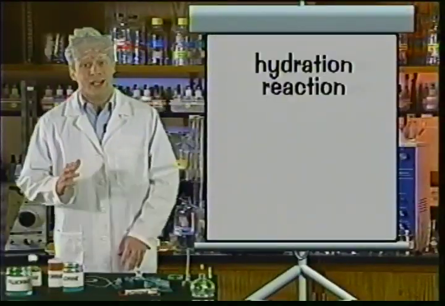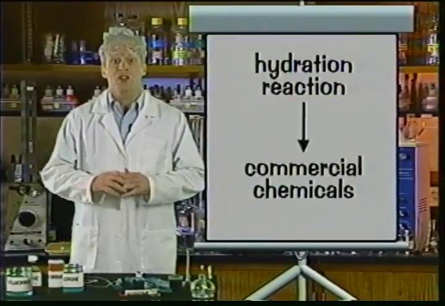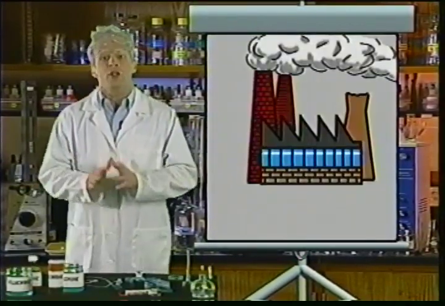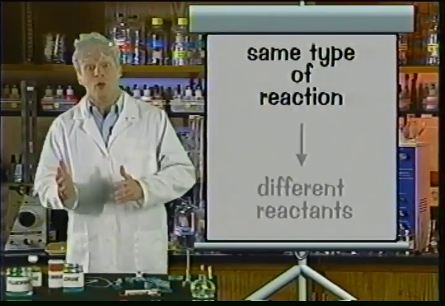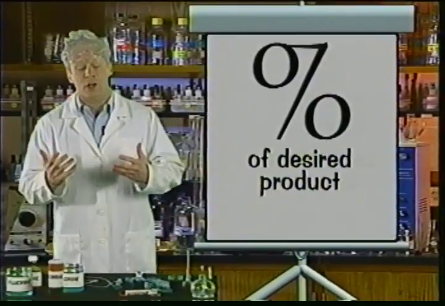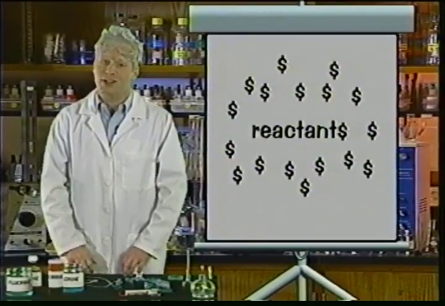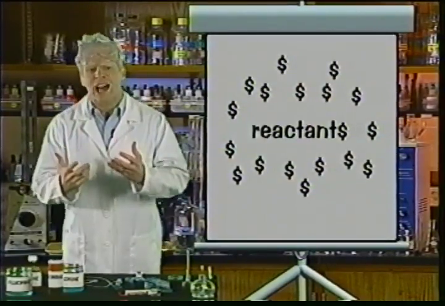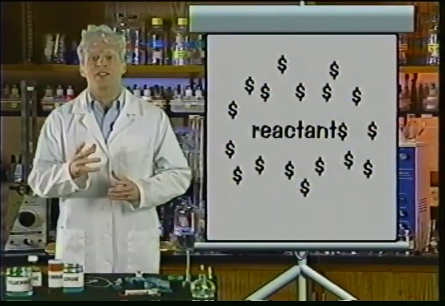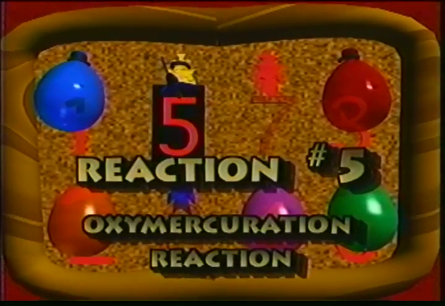But hydration reactions are important for synthesizing all sorts of commercial chemicals, so the industrial chemical plants use the same type of reaction, only with different reactants. When they do this, they get a larger percentage of desired product. That's good, because the reactants are pretty expensive, so they want to get as much out of them as they can. To do this, they use reaction number 5, an oxymercuration reaction.